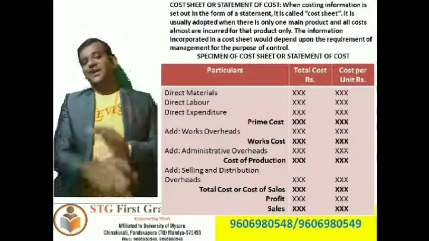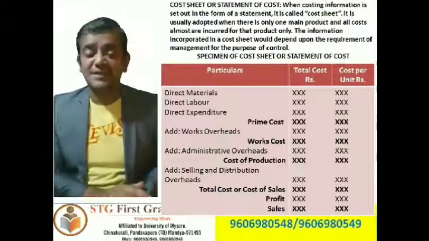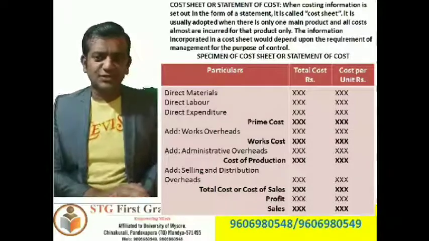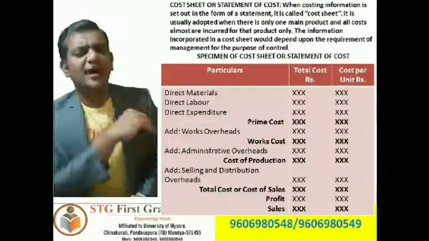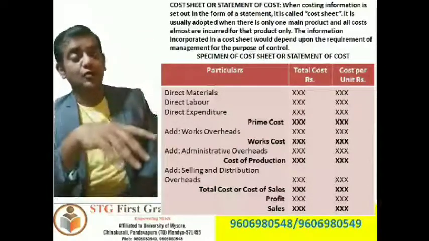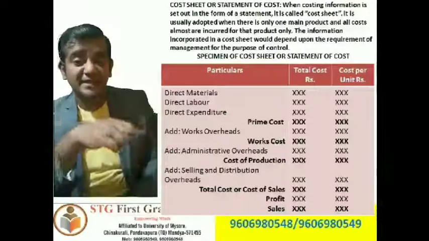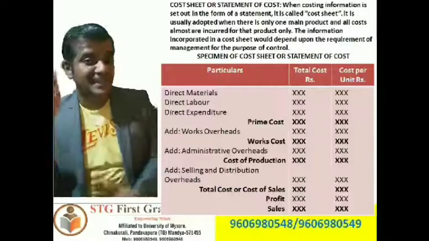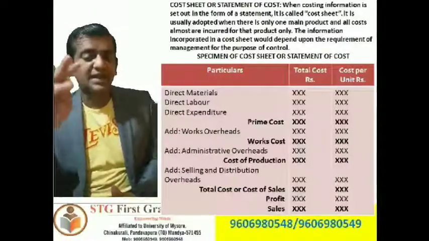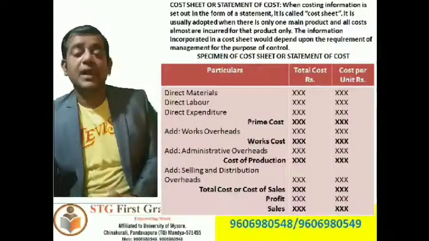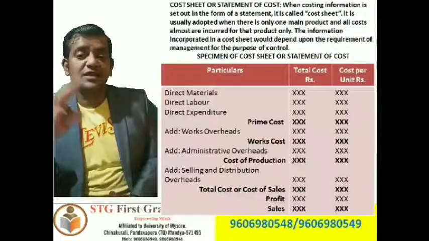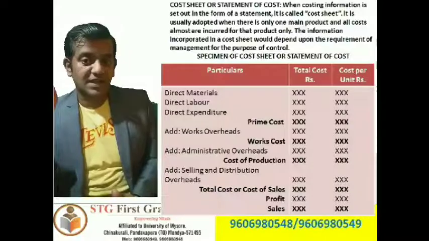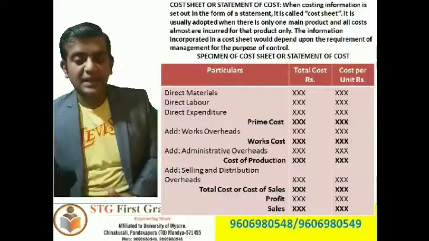So in the last class we discussed the basic calculation of cost. We covered prime cost, how to identify it on the formula basis: PC equals DM plus DL plus DE, direct material plus direct labor plus direct expenditure. Then for work cost, WC equals PC plus factory overheads. Correct. So we have done such things.